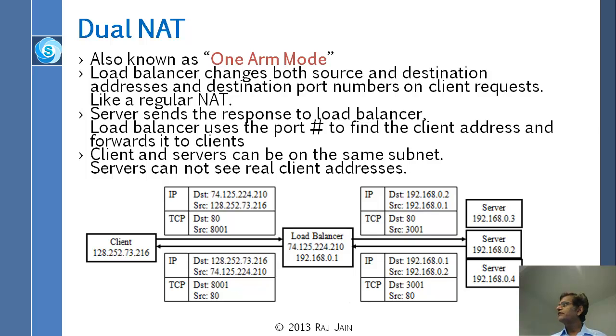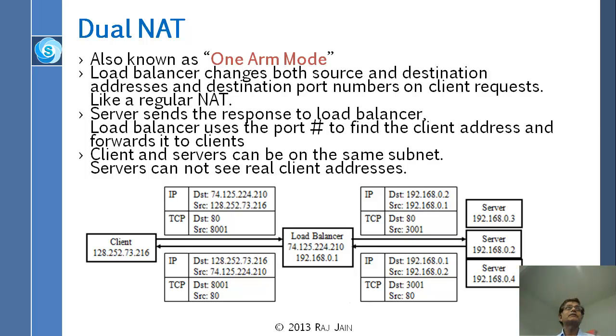When the server responds, it sends it to the load balancer. The load balancer looks up its NAT table and says, oh, it came from that host client and his port number was this and this. So it just does like a regular NAT. That is called a dual NAT. The server sends a response to the load balancer, and the client and server can be on the same subnet. Okay, I think I am missing a NAT here.